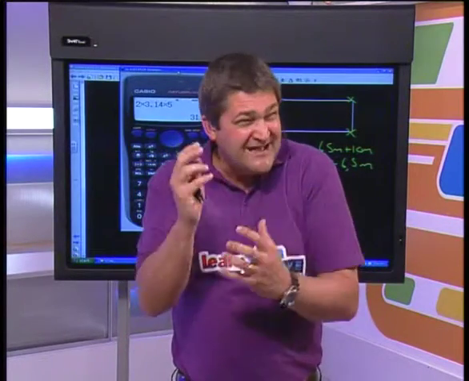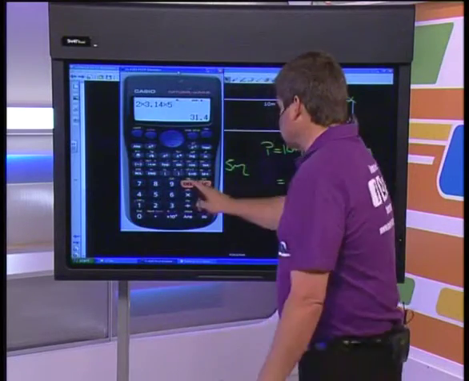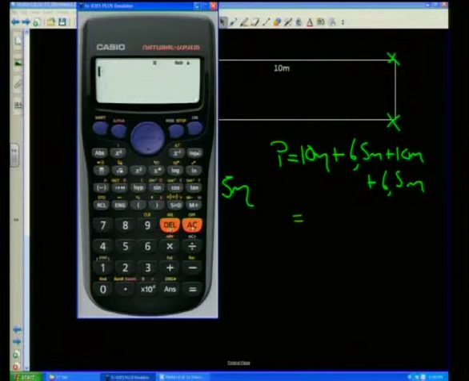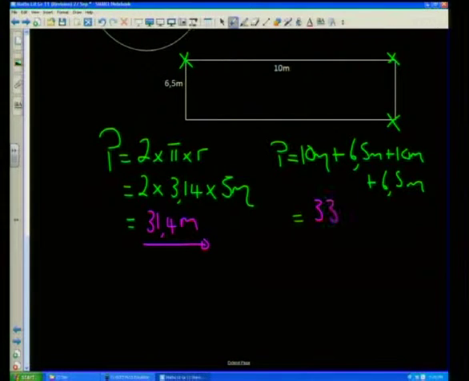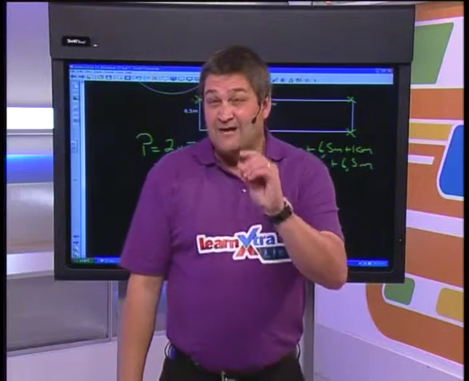You can do it in your head, but just check yourself on the calculator, just in case you've made a silly mistake. So let's have a look at it. On my calculator then, and we already know the answer because I told you what it was, but let's pretend we don't. We're going to say 10 plus 6.5 plus 10 plus 6.5, and there's my answer, 33 meters. Okay, so 33 meters is my answer there.